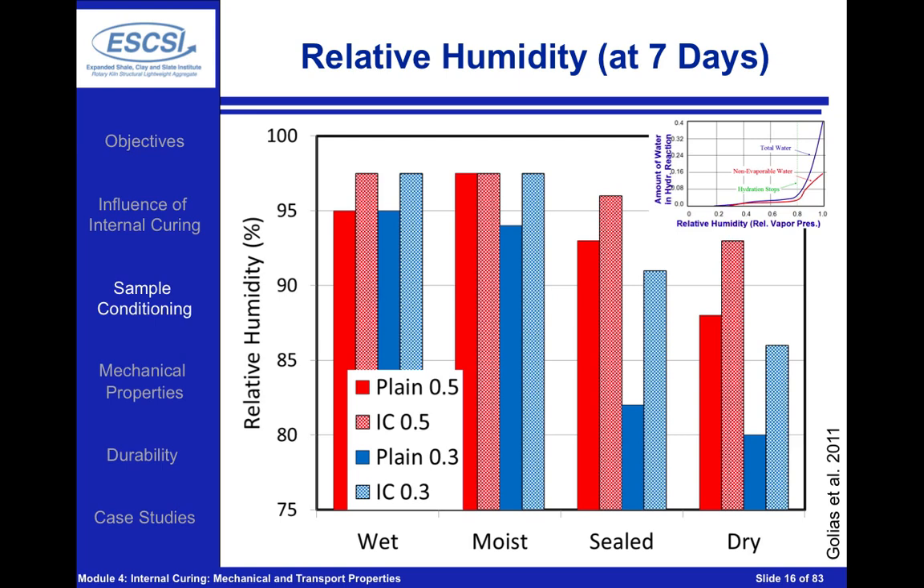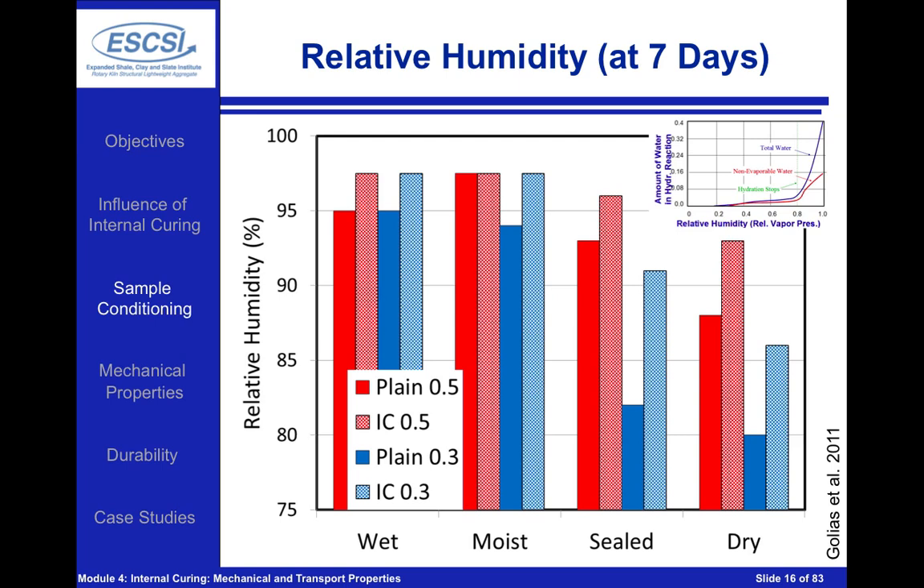The next 4 bars represent a sealed condition where we are not adding water, we're not losing water from the system. And the last 4 bars represent where the samples have been placed into a drying condition after the first 24 hours, into a 50% relative humidity room. Now what we're going to do is measure the relative humidity inside of these different systems.